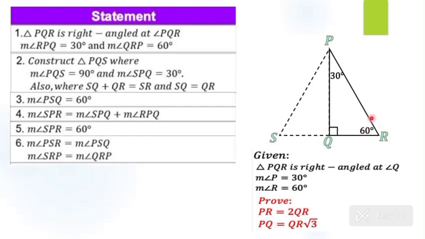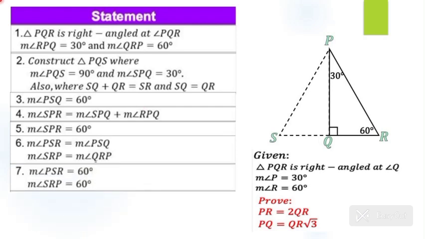Now we have the measurement of our angle PSR is equal to the measurement of our angle PSQ. Yes, because this is an equilateral triangle, and we know that all sides and all angles are equal and congruent. Here, by transitive property, we have the measurement of our angle PSR is 60 degrees, and our angle SRP is also 60 degrees.